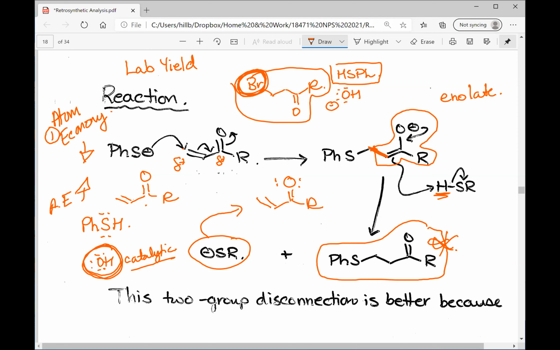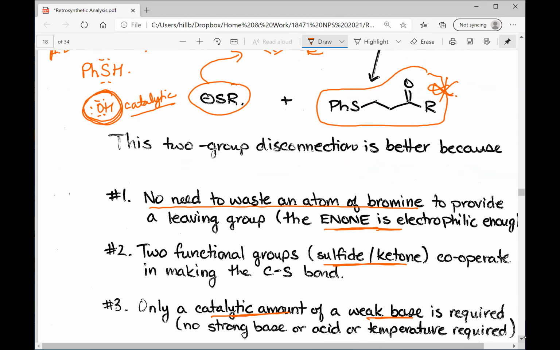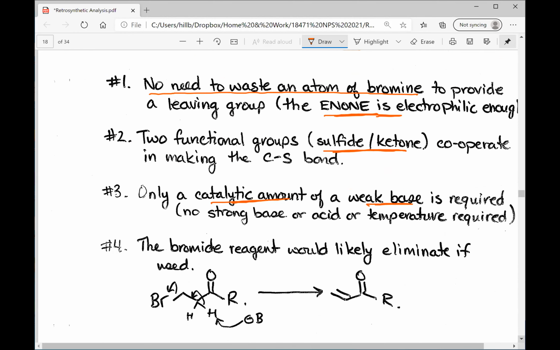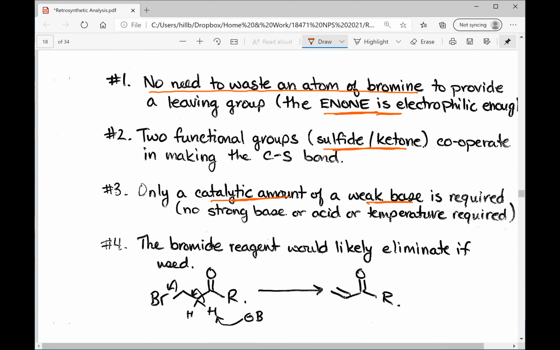All of those other metrics are going to be better. So this is why, when the general rule of two-group disconnections is better, there's usually a host of reasons which make this the case. And there is a possible side reaction here.